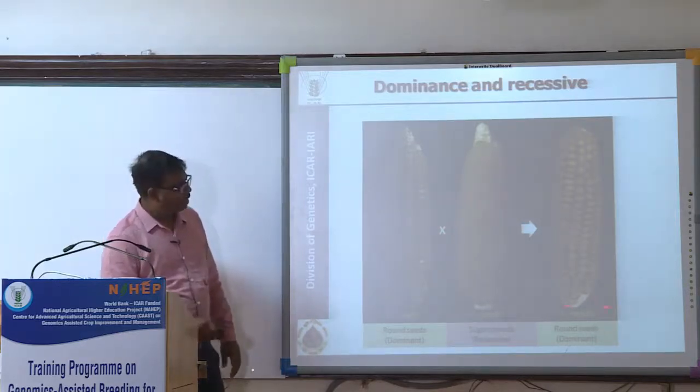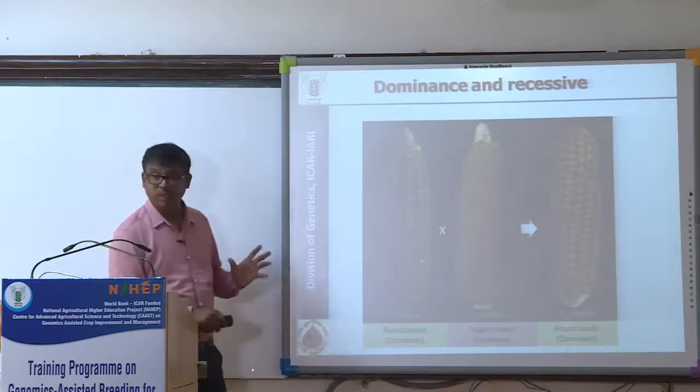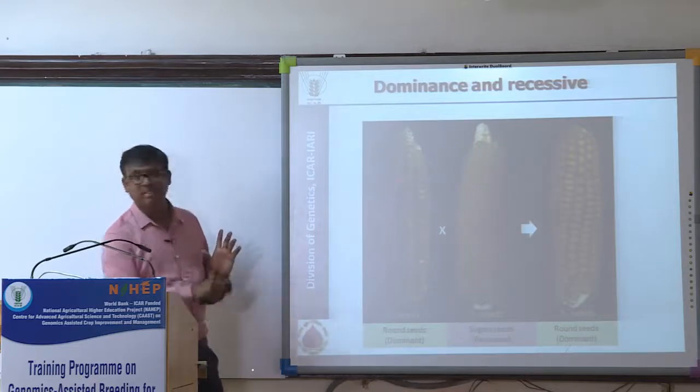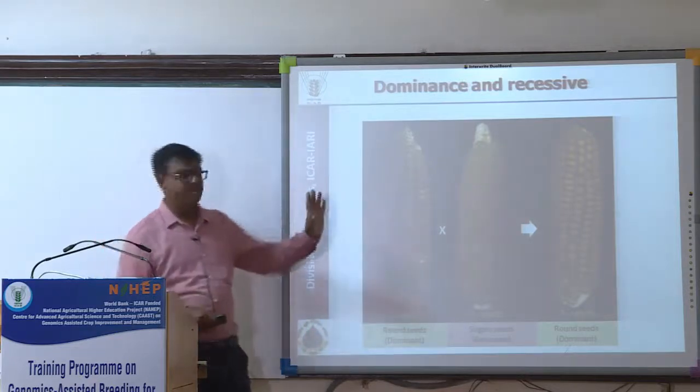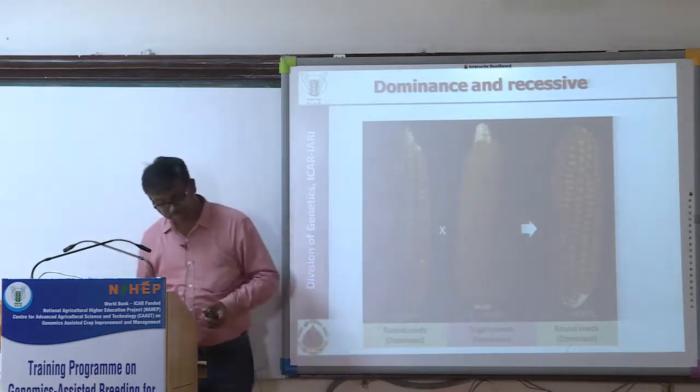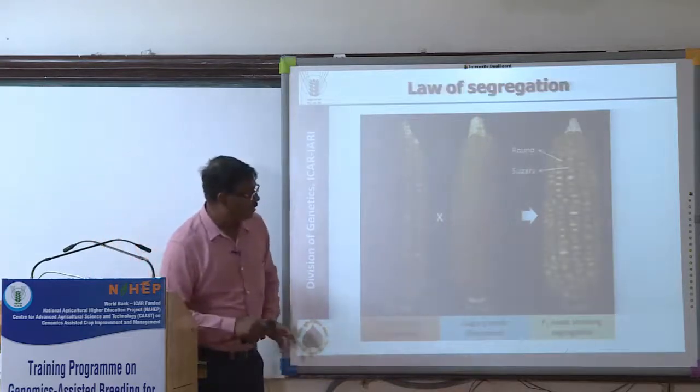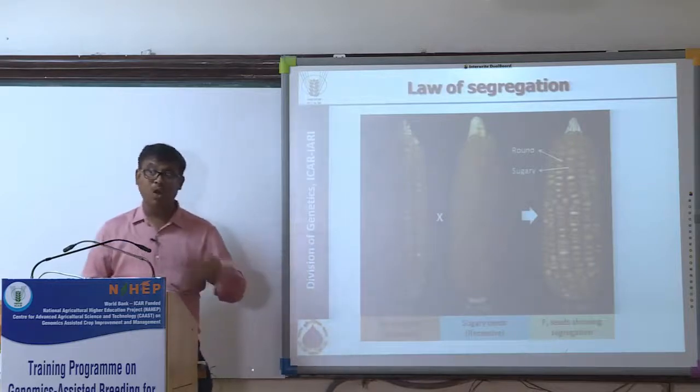If you make a cross, the F1 seed is again plump, that is, round. So what does it indicate? The sugary one is a recessive trait, and the round one is a dominant trait. So this is also another example where we can show dominance. Now look here. Now we are trying to see the law of segregation.